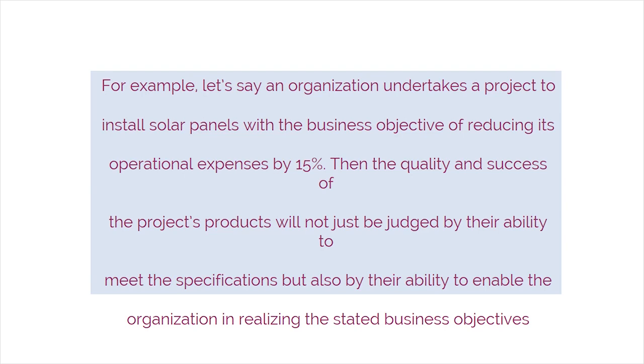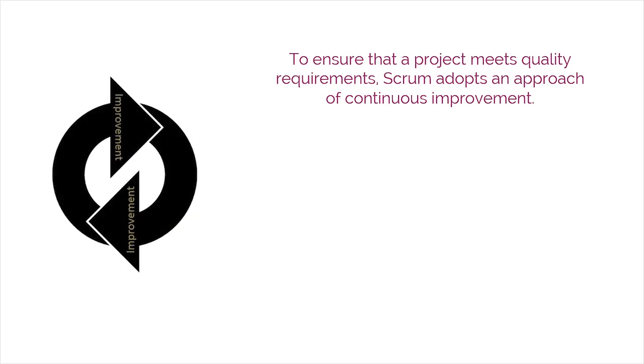Then the quality and success of the project's products will not just be judged by their ability to meet the specifications, but also by their ability to enable the organization in realizing the stated business objectives. To ensure that a project meets quality requirements, Scrum adopts an approach of continuous improvement whereby the team learns from experience and stakeholder engagement.